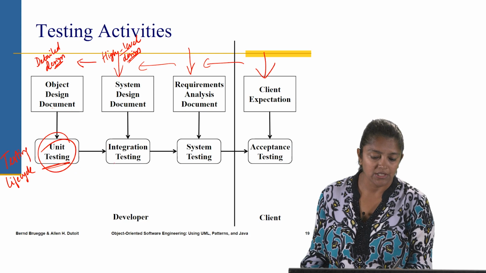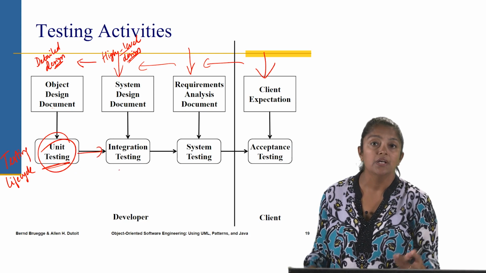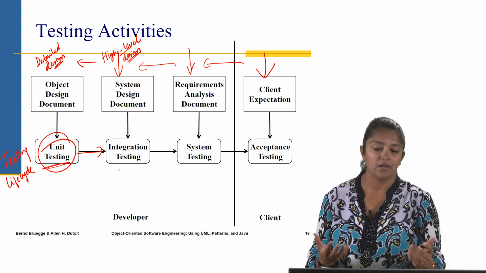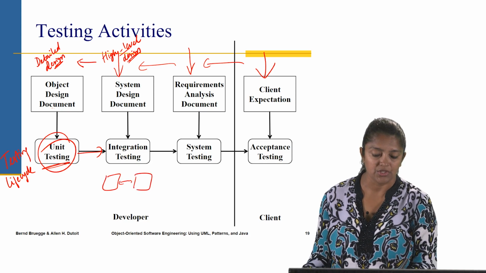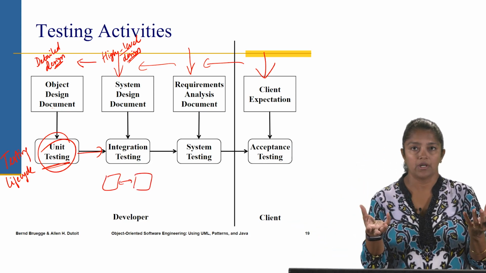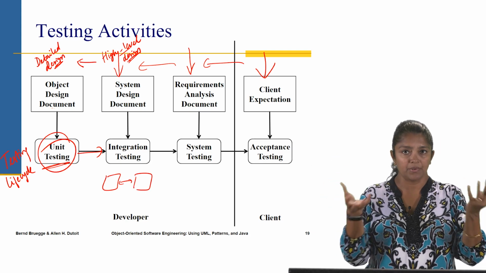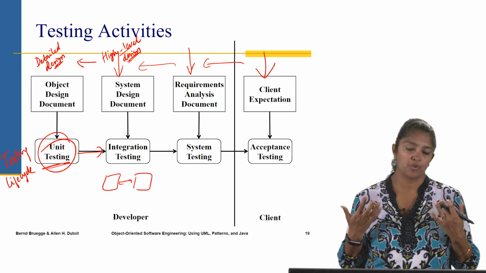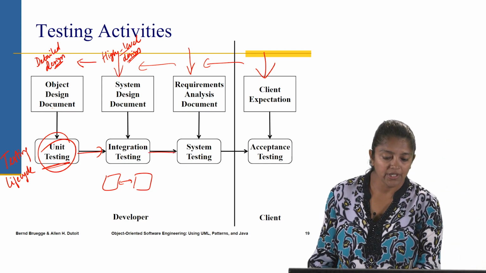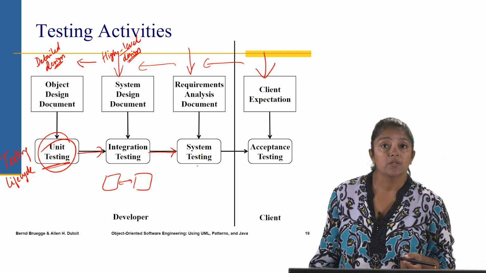Once that's done, the next step is integration testing. This is basically multiple subsystems interacting properly with each other. Here we are talking about multiple objects, and whether they are interacting with each other the way they should be. And then after integration testing is done, we get into system testing.